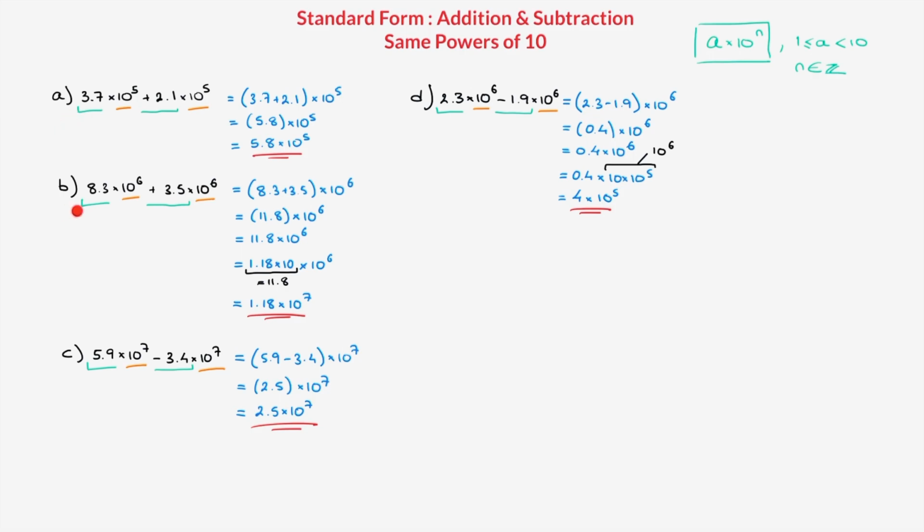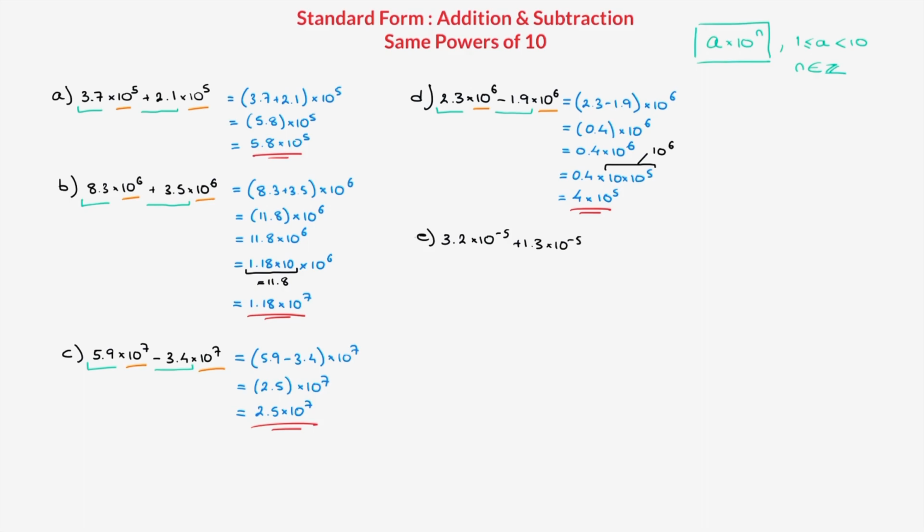Notice that in each of these 4 examples, the powers of 10 that we were dealing with were always positive. So for the second half of this video, let's see how things work when the power of 10 is a negative power. And so we move on to example E, in which we need to calculate 3.2 times 10 raised to the power of negative 5 plus 1.3 times 10 to the power of negative 5.